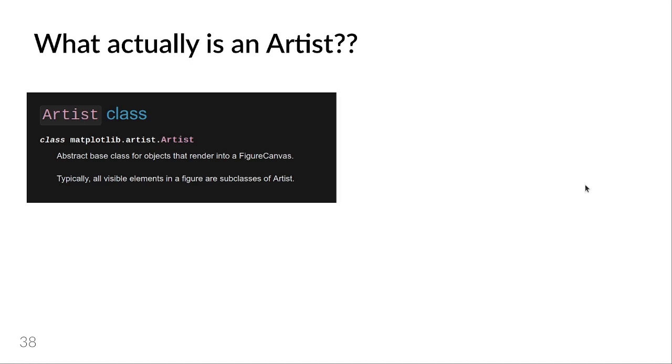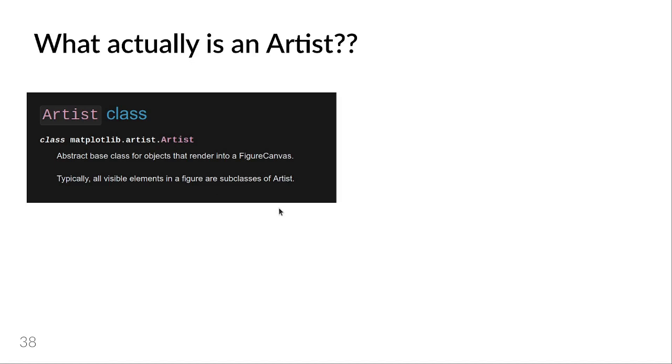So what actually is an artist? Seems like an artist can be almost anything. The actual definition is an abstract base class for objects that render into a figure canvas. So we already talked about rendering and the figure canvas. Typically, all elements in a figure are subclasses of artist. So like everything's an artist.